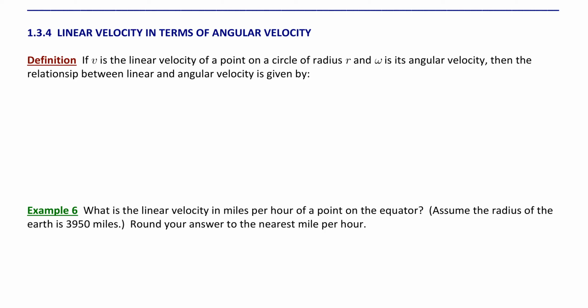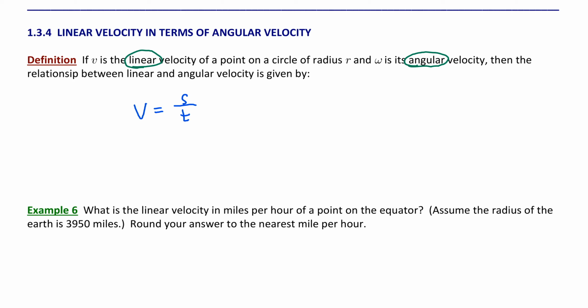Let's wrap up section 1.3 by recognizing the relationship between linear velocity and angular velocity. Definition: if v is the linear velocity, remember linear velocity is distance changing in time. If v is the linear velocity of a point on a circle of radius r, and omega is its angular velocity, the change in angle with respect to time, then the relationship between the linear and angular velocity is given by, if we begin with linear velocity v, that's calculated as arc length over time.